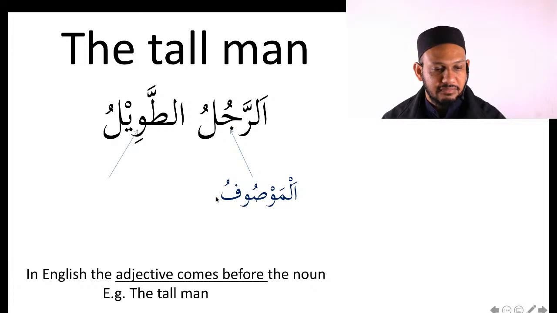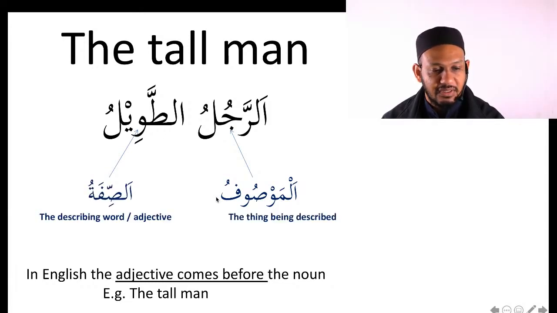The first word is what is being described, and the second word is the description. So the thing being described always comes first, and the description, or the adjective, or the describing word, comes second. So all we're going to do is give you the Arabic terms for those two.